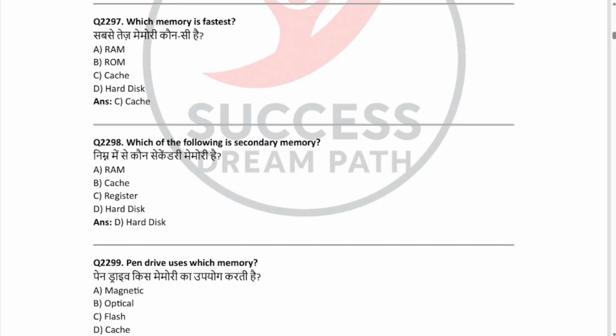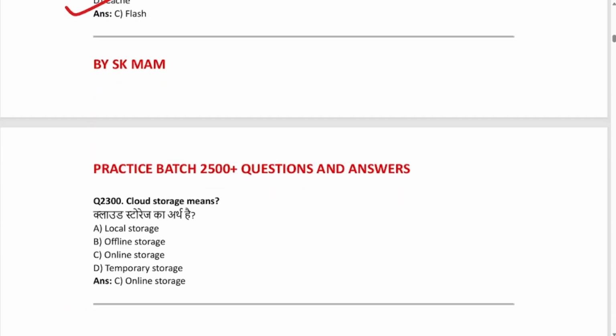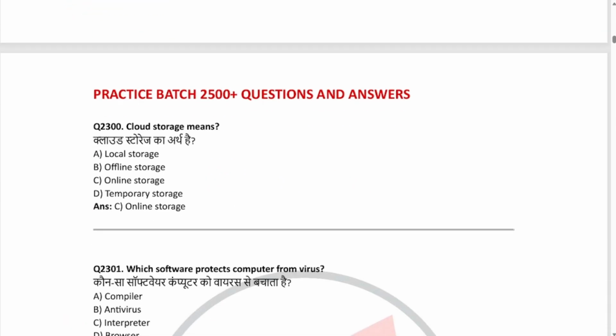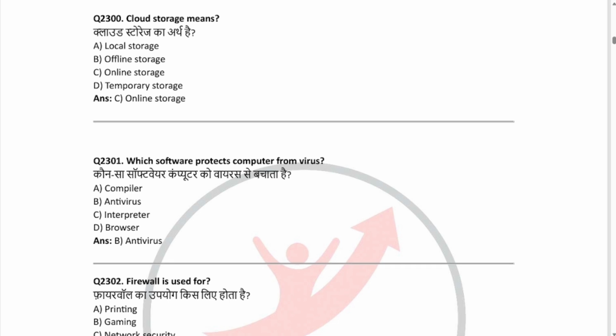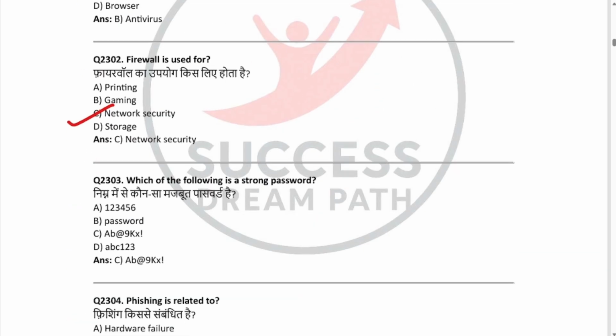Which memory is fastest? Cache. Which of the following is secondary memory? Hard disk. Pen drive uses which memory? Flash. Cloud storage means online storage. Which software protects computer from virus? Antivirus. Firewall is used for network security.